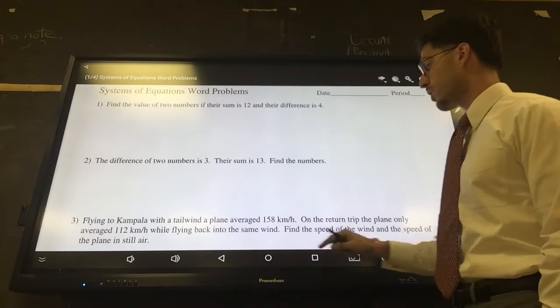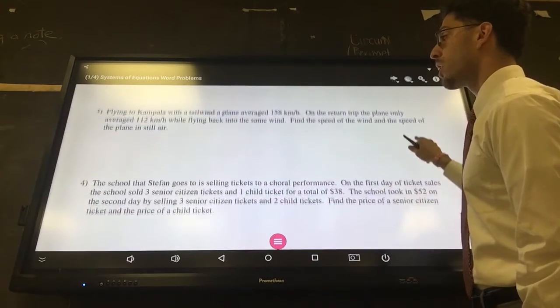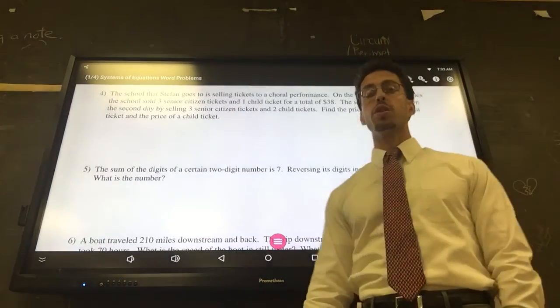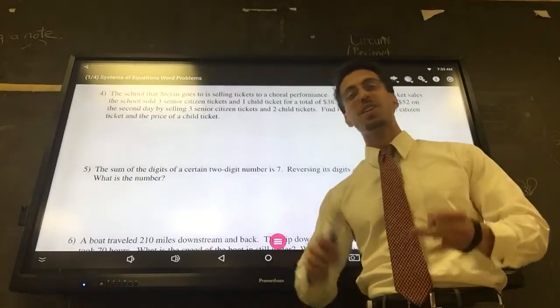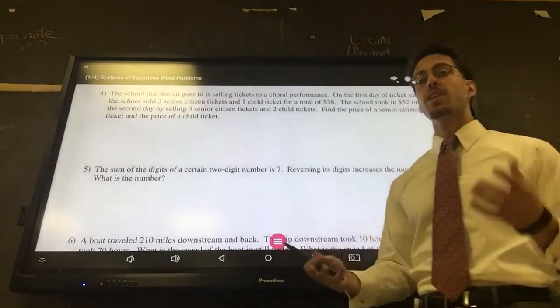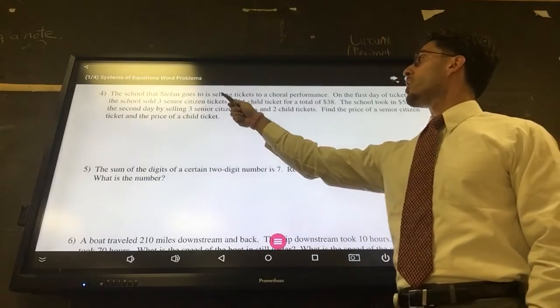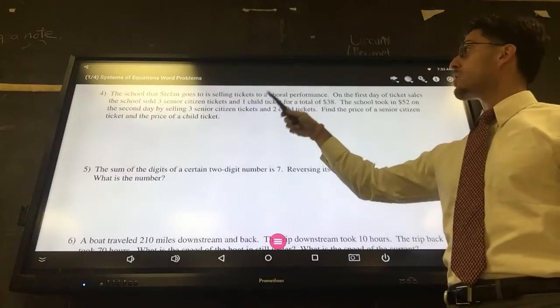We don't want to do that, of course. We want to scroll. Okay, number 4 is a very common type of question. They always have a question on the test about tickets. Tickets to a dance, a bake sale, some kind of tickets. So here we're going to sell tickets to a choral performance.